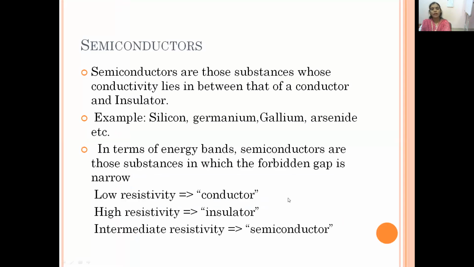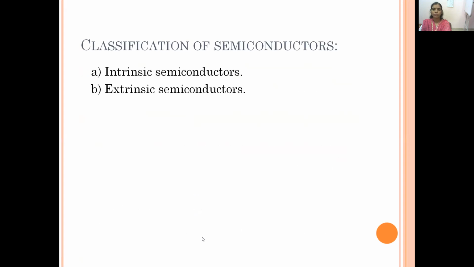Semiconductors are those substances whose conductivity lies in between that of conductor and insulator. For example, silicon, germanium, gallium arsenide, etc. In terms of energy bands, semiconductors are those substances in which the forbidden gap is narrow. So the semiconductor lies in between conductor and insulator. The conductor has low resistivity, whereas the insulator has high resistivity, and the semiconductor has intermediate resistivity.